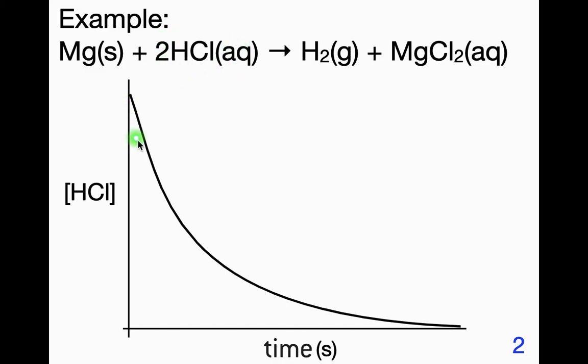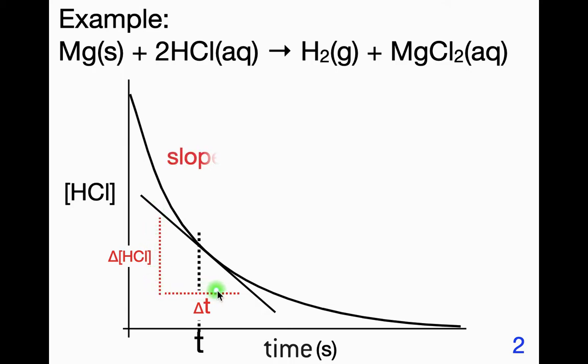So how can we use this plot to determine the rate at which the hydrochloric acid is being consumed? Well, we can just stop it at any given time. So let's say at time t here. If we draw a line that's tangent to the curve, and then determine the rise over run, that would be the rate of the reaction. The slope, rise over run, is the rate.